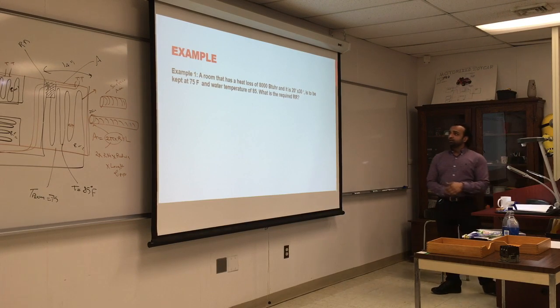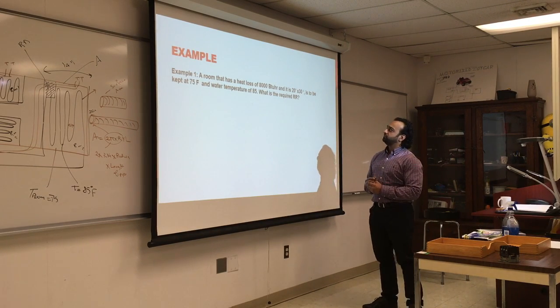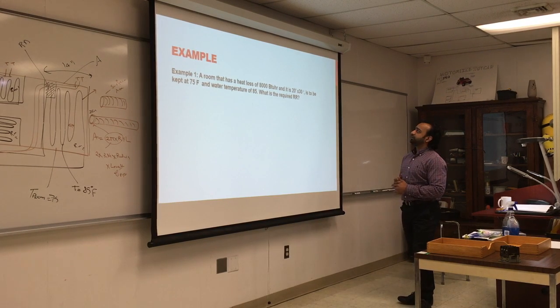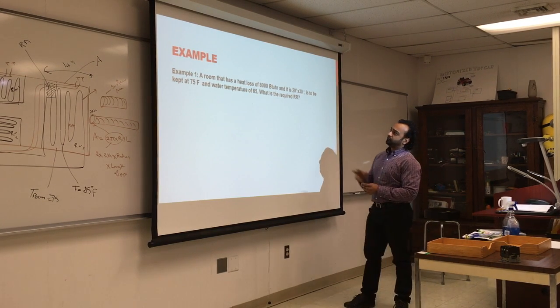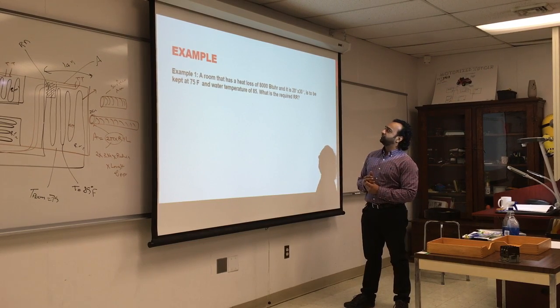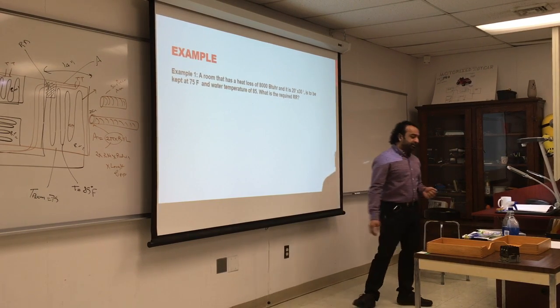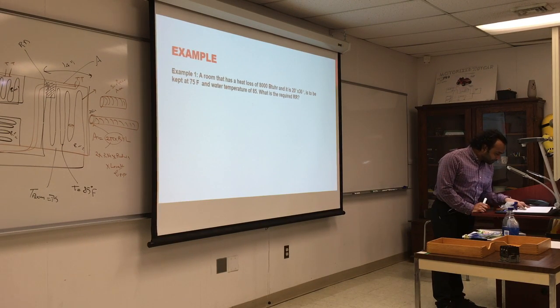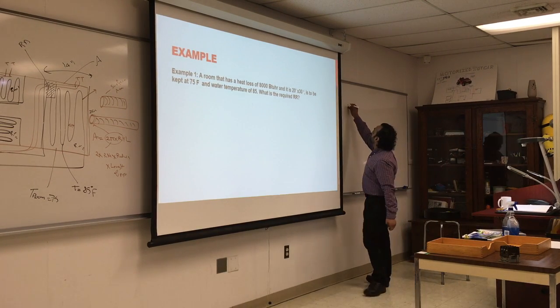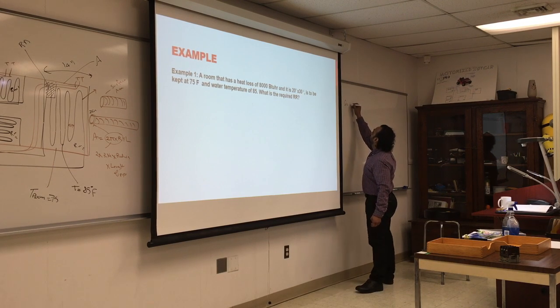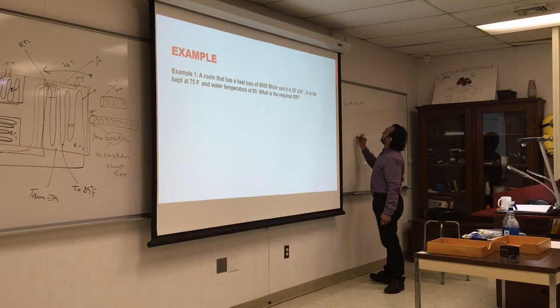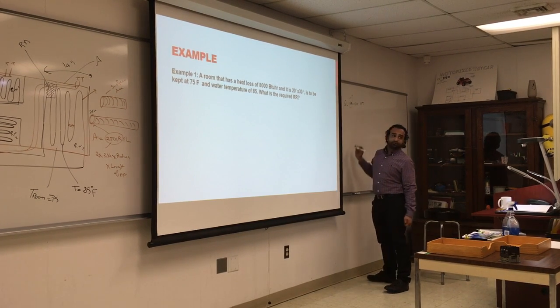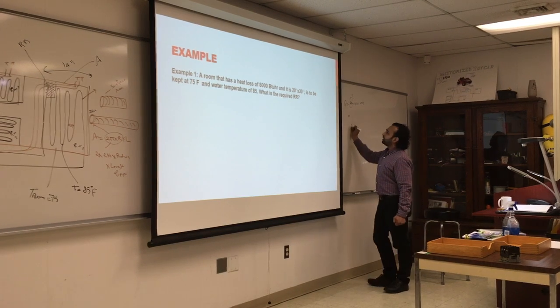Let's do an example. A room that has a heat loss of 8,000 BTUs per hour is 20 by 30, and is to be kept at 75. Water temperature is 85. What is the required radiation rate? Can you look at the book and tell me what the equation for the radiation rate is? I'm going to put the whole equation as is. So here we have Q equals radiation rate times area times delta T. That's what I'm looking for, right? So I'll fill in all the numbers.